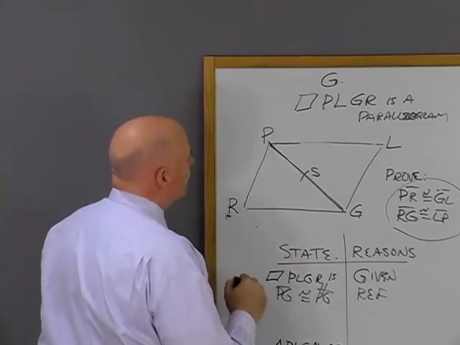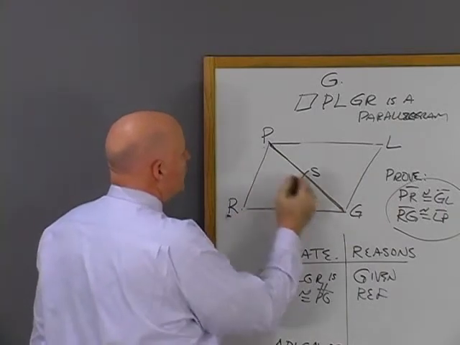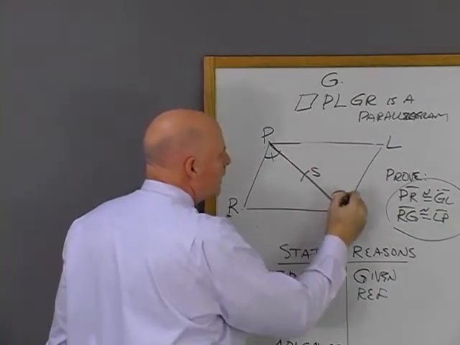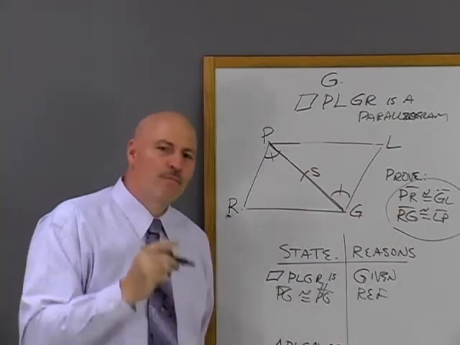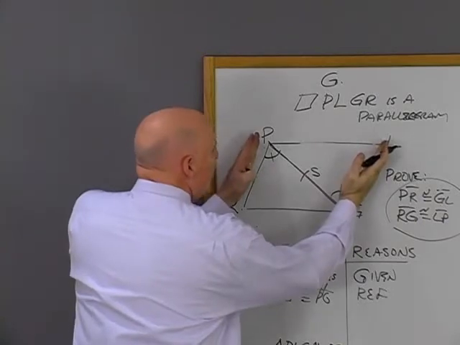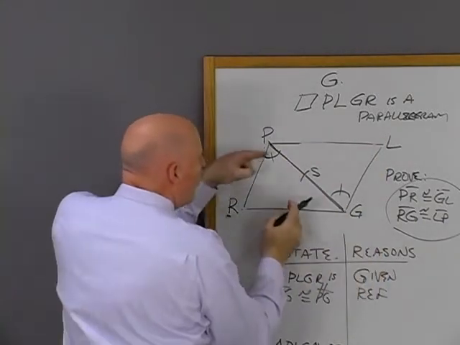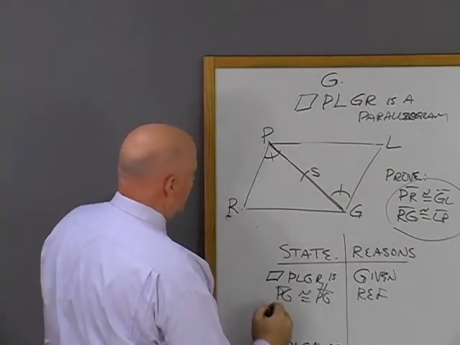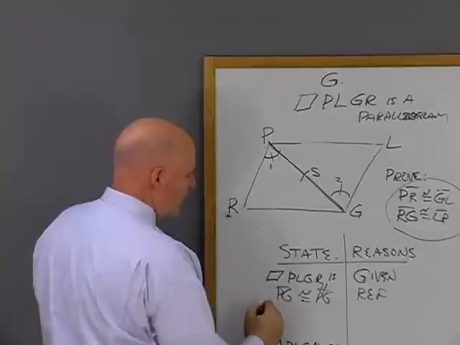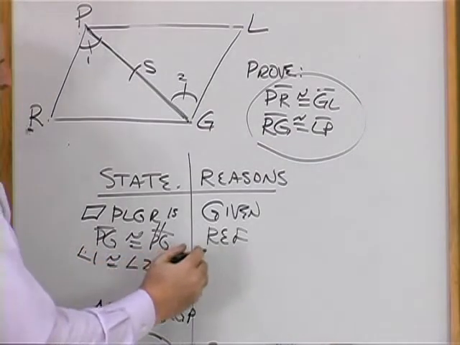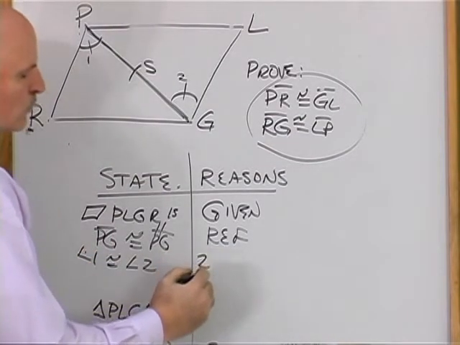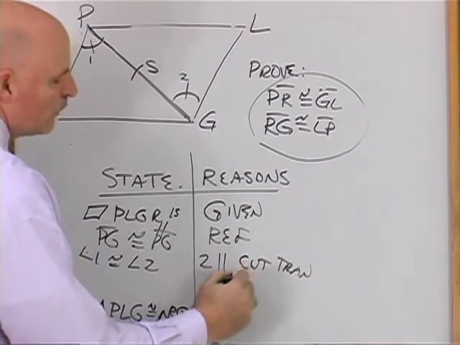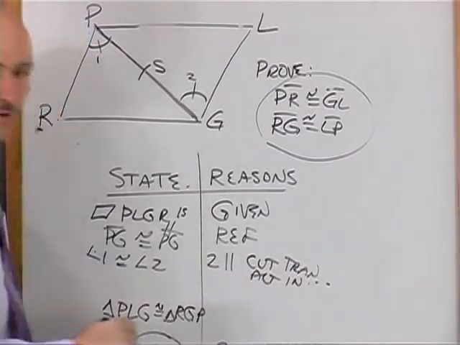Angle RPG and angle PGL are congruent because of the alternate interior angles. Perfect. If you've got 2 parallel lines cut by a transversal, alternate interior angles are congruent. So what we just said, I'm just going to put a 1 and a 2 here to save time. Angle 1 is congruent to angle 2 because 2 parallel lines cut by a transversal, alternate interior angles, are congruent.